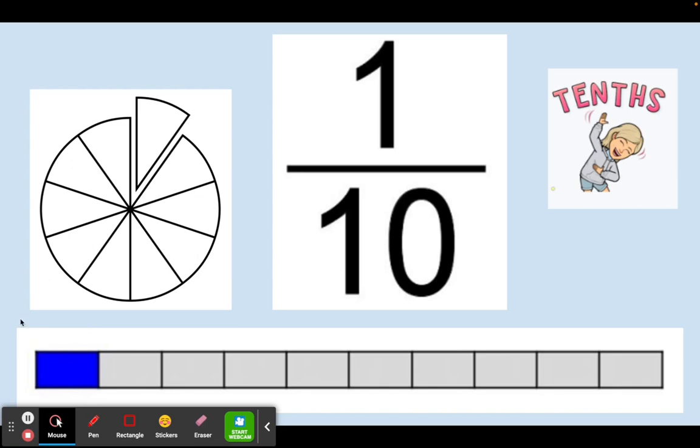Now it's your turn to go away and see if you can colour in a shape and find the length using these fractions. Good luck!